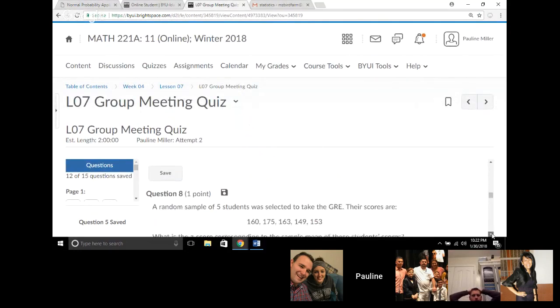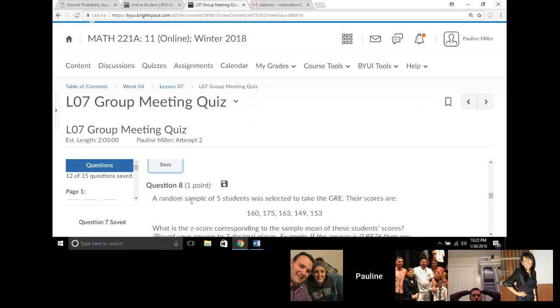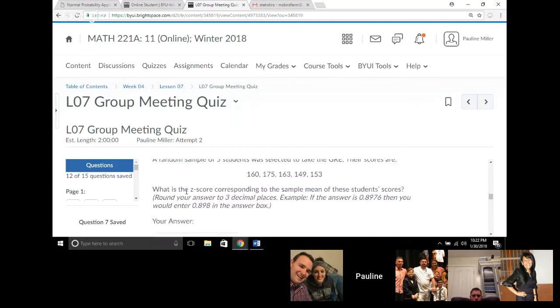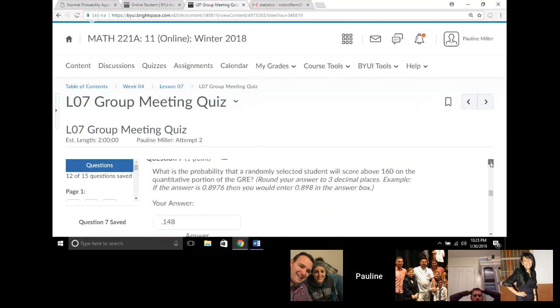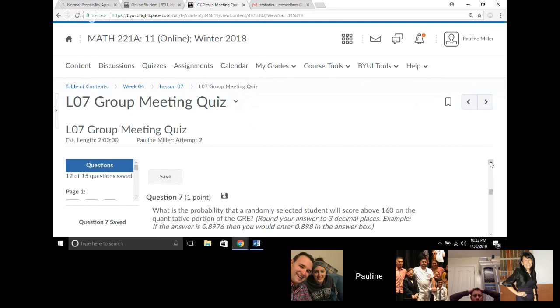Now this one does tell us that there's a random sample of 5, so we know we're going to use that square root. So we add these together, divide it by 5 to get our mean, and that's 160, which is exactly what the mean was above there, but the normal mean is 150.8. So what is the z-score corresponding to the sample means of the student scores? So this z-score, we're going to do the 160 minus the 150.8. We know that there's 5 students, so we're going to want to use the standard deviation divided by the square root of 5.